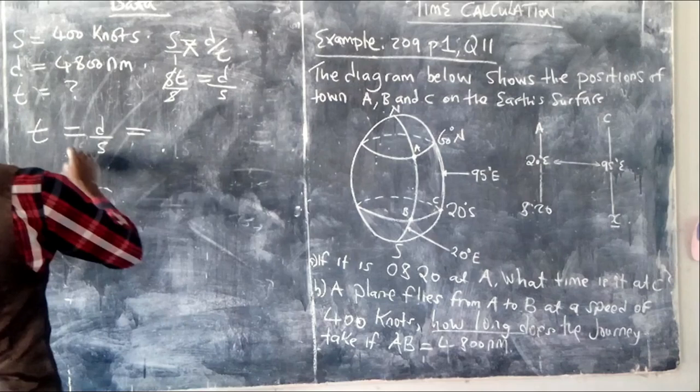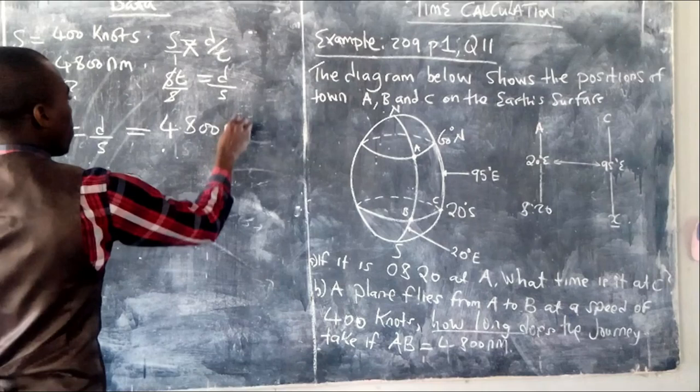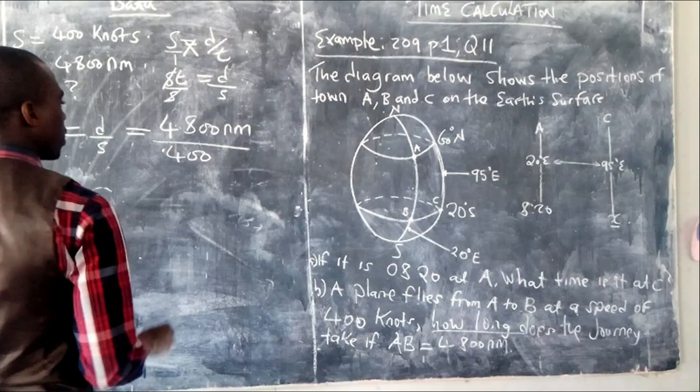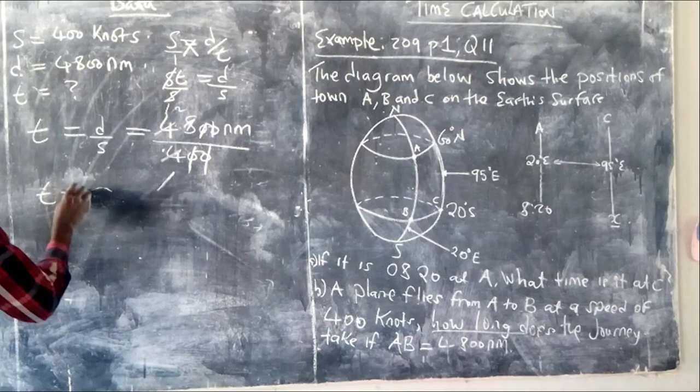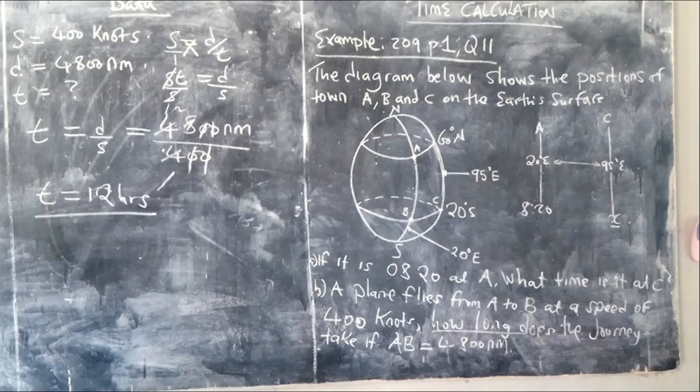So this one, just take our distance, which is 4,800 nautical miles. You divide this one by 400. Okay? So this one was easier. 0 and 0 will go. 0 and 0 will go. Then 4 into 4, 1. 4 into this one, 1. 4 into this one, 2. So our time here is equal to 12 hours. And you are done with the question.